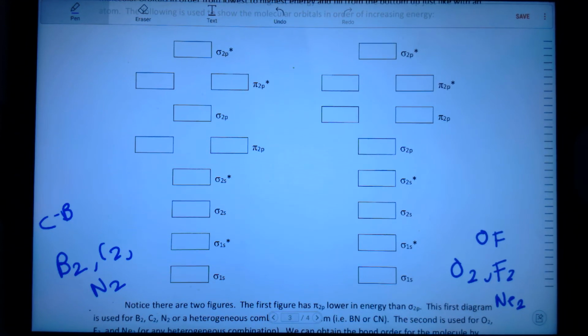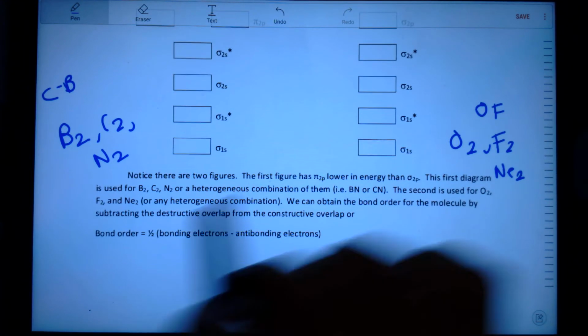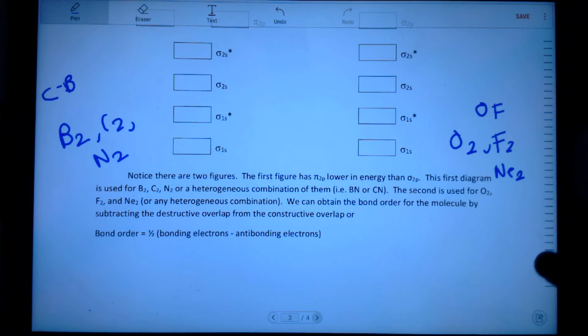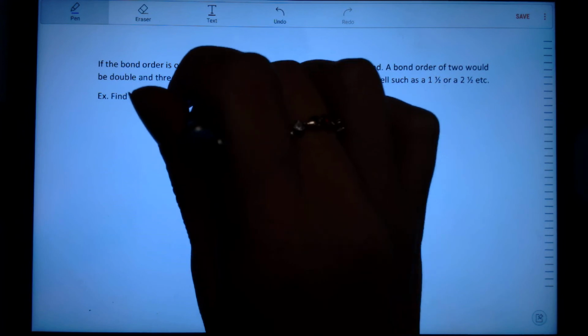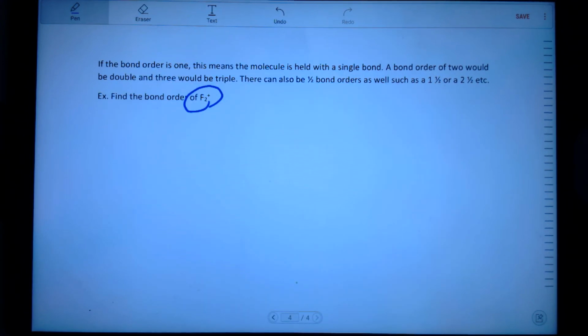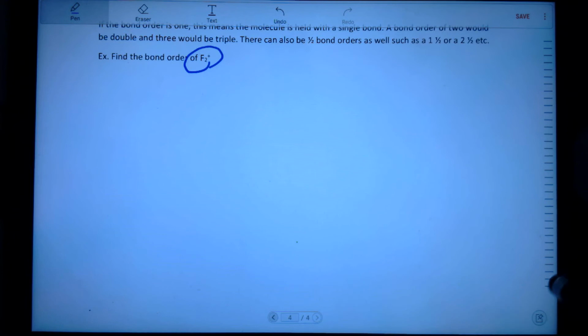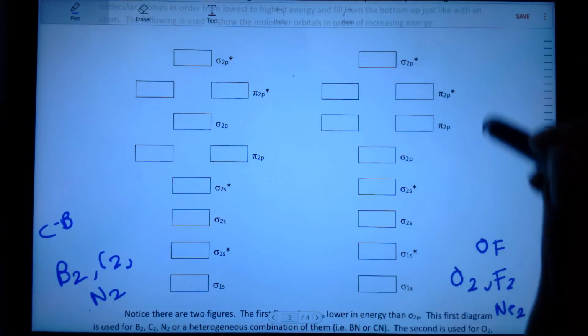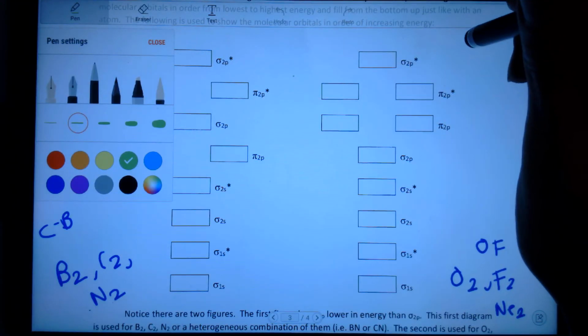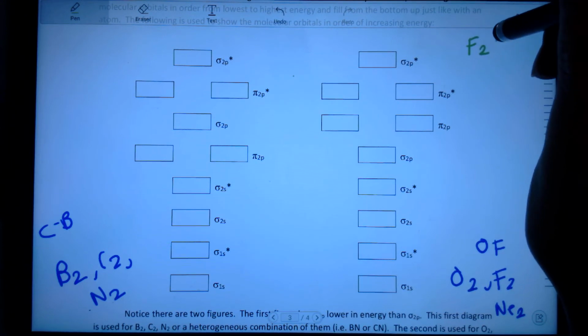The way it works is exactly how we did atomic orbitals, where you put electrons in, starting at the bottom and working your way up. Let's do an example. Then we're going to calculate the bond order in just a second. We're going to do F2 plus. We're going to use this one right here.